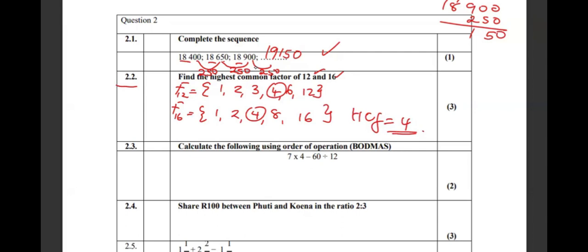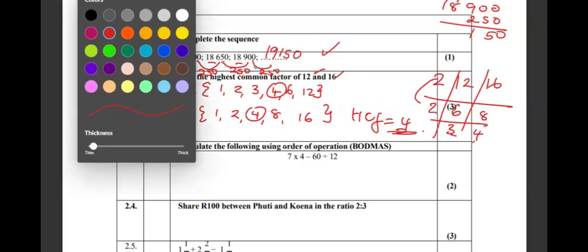Or there are people that know how to use the ladder method. You have a 12, you have a 16. You look for prime numbers that can break down these 2. You get 6 and 8. 2, you get 3 and 4. We don't have any prime number that can divide 3 and 4. Then we just multiply these 2. The answer is still 4. All right, grade 7s, we move on.